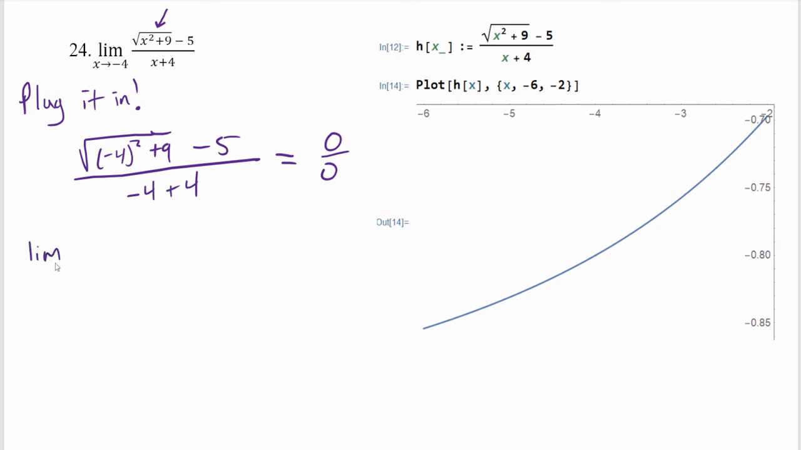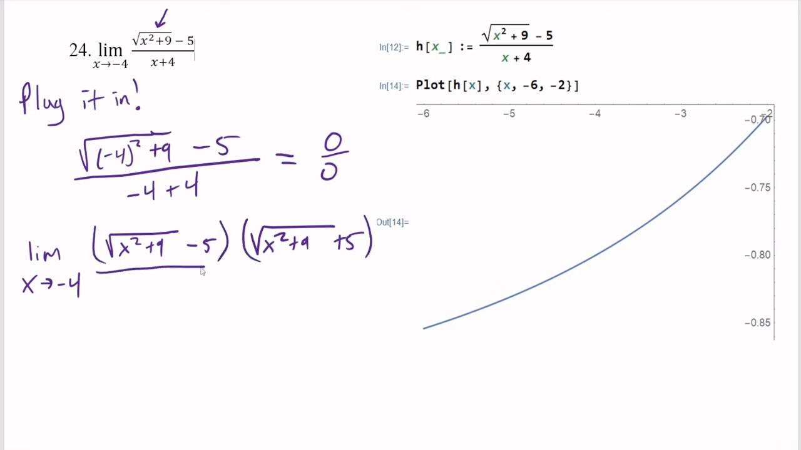So the limit is x goes to negative 4. And watch this. x squared plus 9. And I'll talk you through why we do this in a second. Let me just write down what we do, and then we'll talk about like why did someone out there think to do this at some point, right?